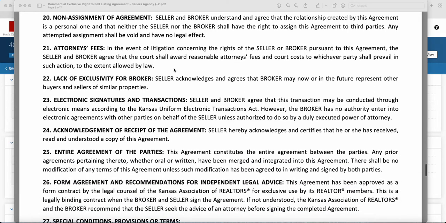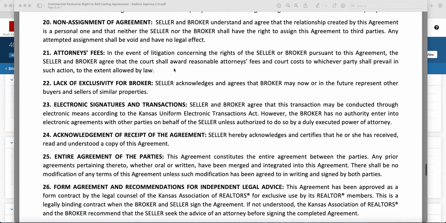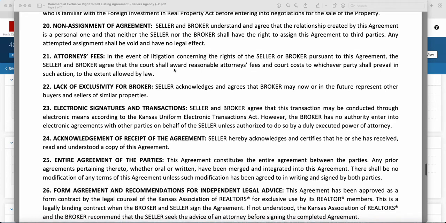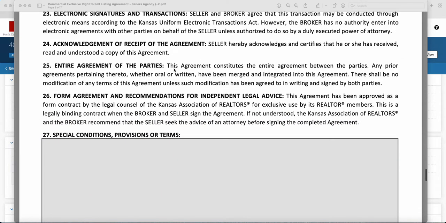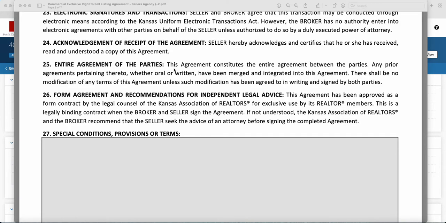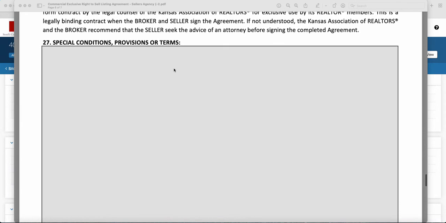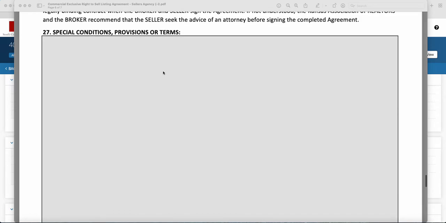Next lines here are just general contract line items, talking about if there's attorney's fees, making sure they know that electronic signatures are valid, etc. All those items. If you have any questions, ask me, but it's the general legal boilerplates that they have. Now, last part here is special conditions and provisions. This is where if you have any catch-all, you're going to put it in here.